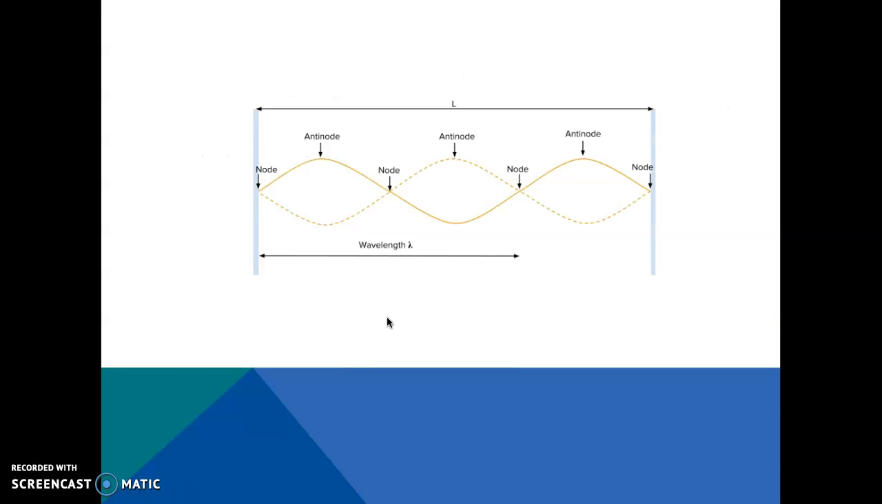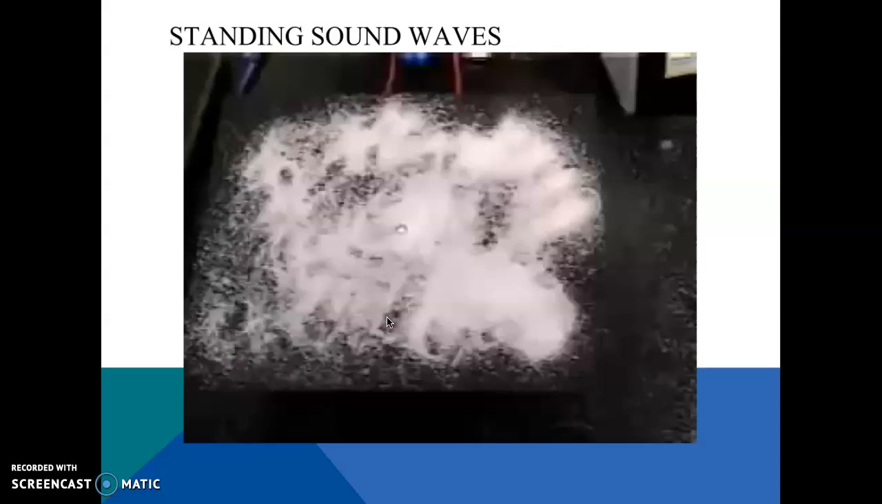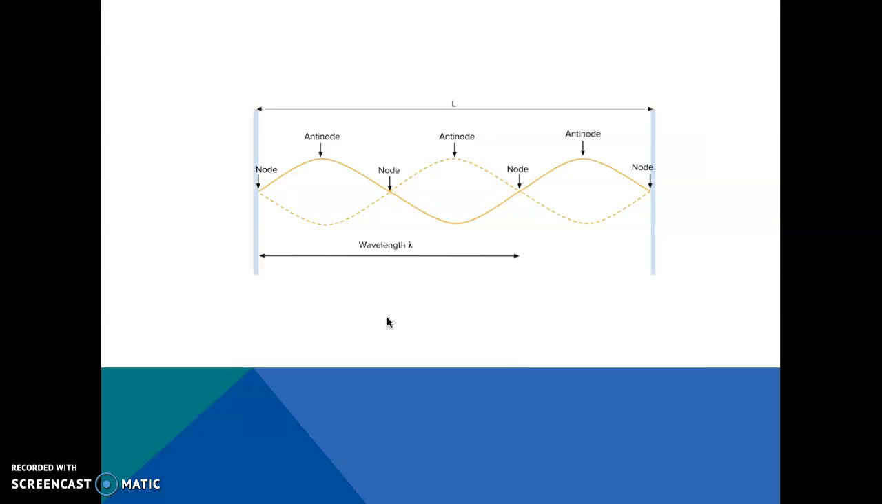And here's another example of nodes and antinodes in a standing wave. Make sure you jot down one of these pictures as well. And then, like I said, you will look at more examples of 6.2 during your virtual asynchronous day.